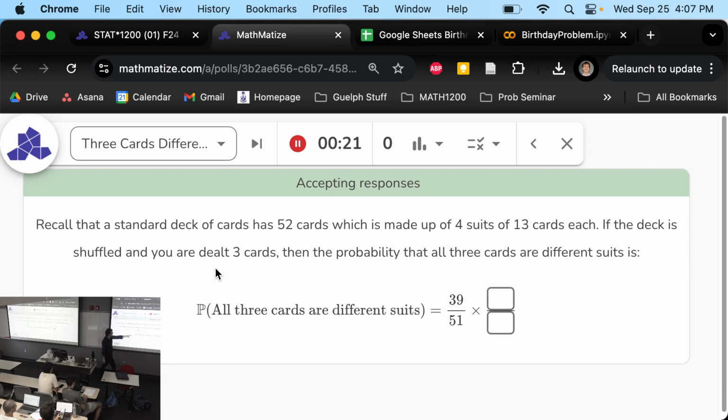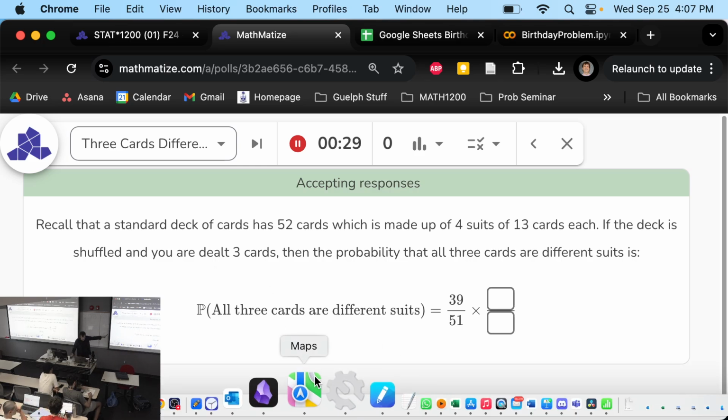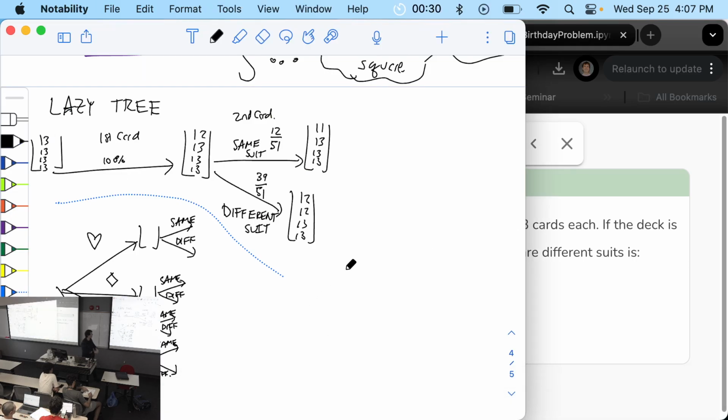And I've given you the answer as 39 over 51 times something. Why is the answer 39 over 51 times something? Because the way you do this question is you take the probability tree from the previous question and you add another layer. So if you've understood the probability tree up to the first and the second card, now you can add on the third card.